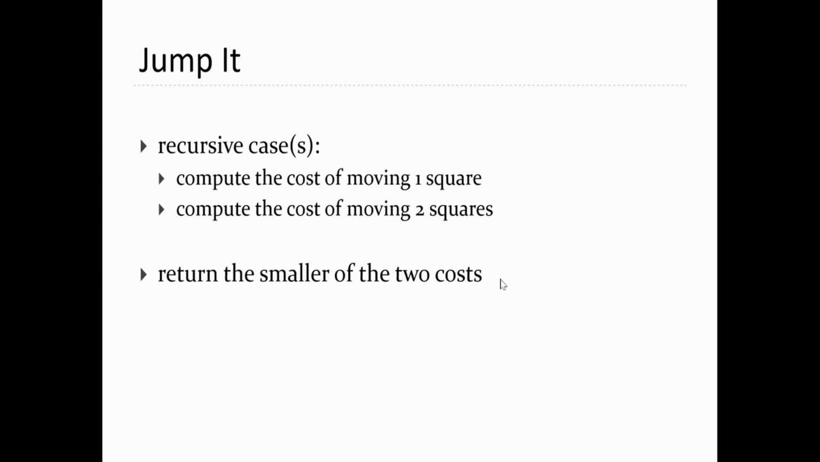If I can evaluate those 2 costs, then the optimal cost must be the smaller of those 2, right? So in other words, solve for the cost after taking 1 step, solve for the cost after taking 2 steps, and whichever one is smaller, that's the optimal cost. So you say, well, how do I solve for the cost of taking 1 or 2 steps?